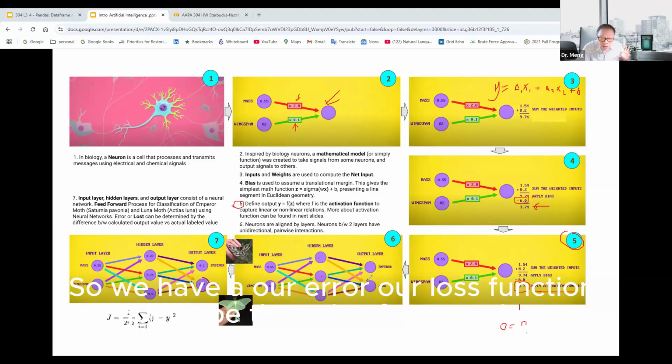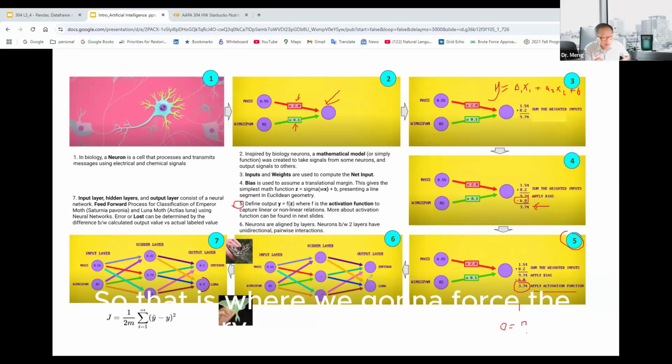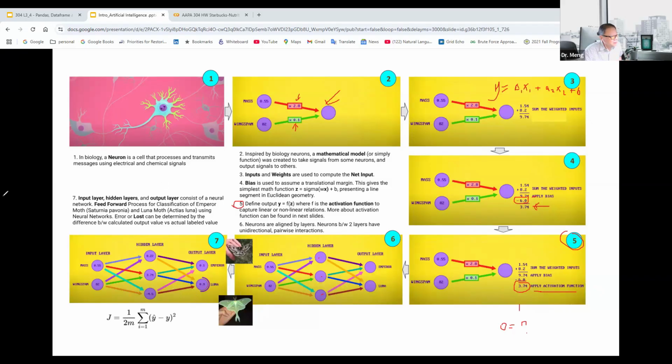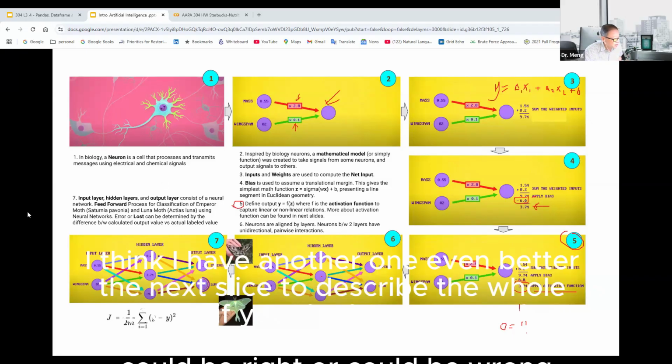So we have our error, the value from our loss function. The loss would be very high. So that is where we're going to force the very last layer to learn. I mean, maybe I have a better one. Just 1 second. No, I think this is just for one cell. What it says is we can apply this process for all neurons. Let me see. I think I have another one, an even better one.